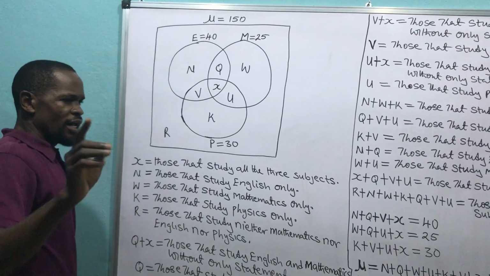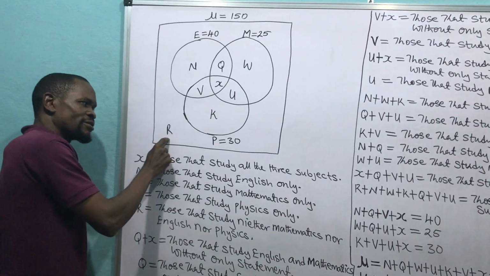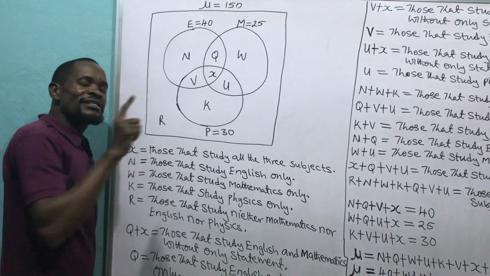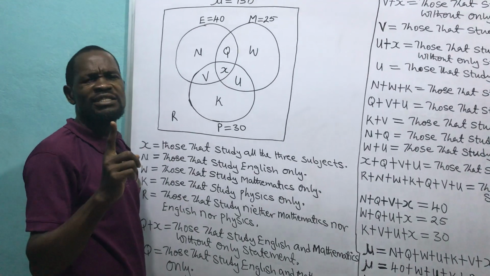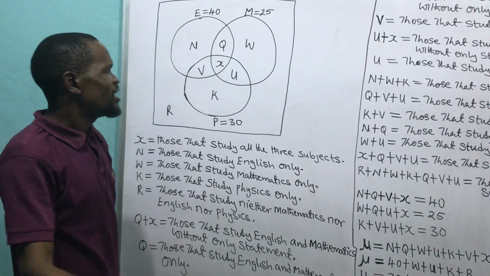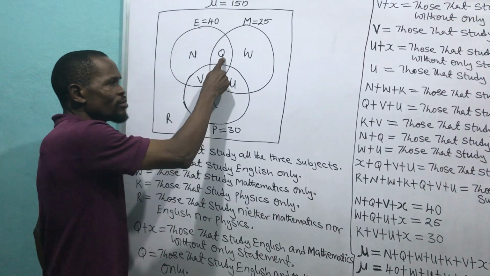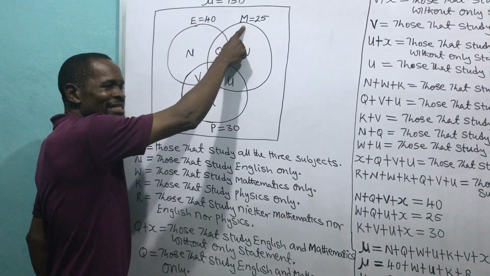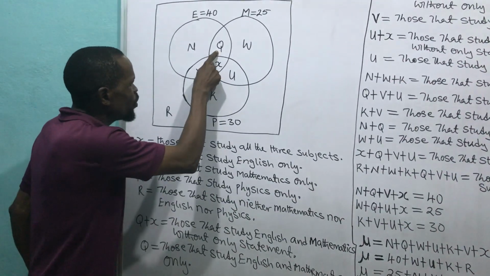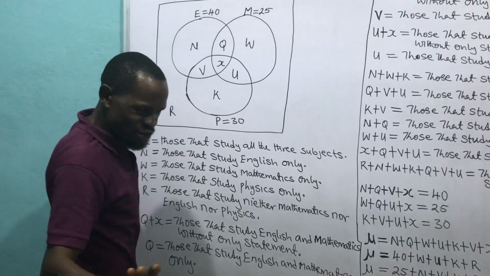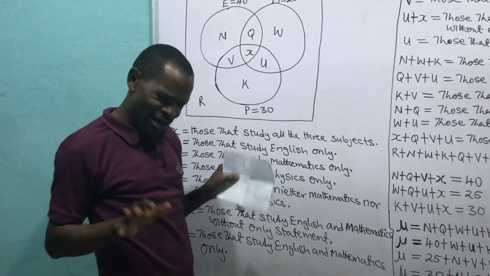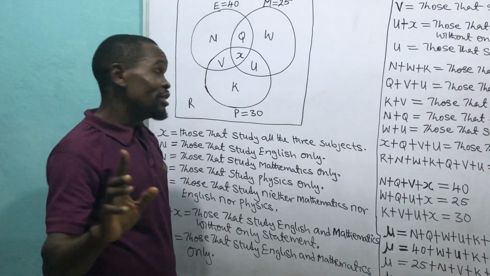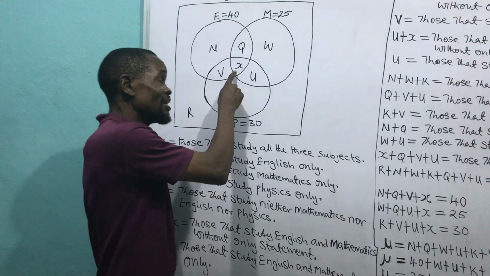Now, let me explain the diagram. R stands for the people that don't offer anything. Let me start from the beginning. X stands for the people that offer the 3 subjects. That means they study the 3 subjects. Okay, let me start gradually. Let me come again. X, people that study the 3 subjects. The 3 subjects in the department, they are the people that study it.